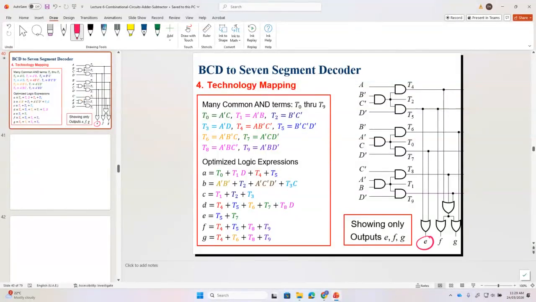And can you see here? This E is actually T7. And this point is actually T5. Clear? Now this T5, we have this B bar, C bar, we already did. Any question? Clear?